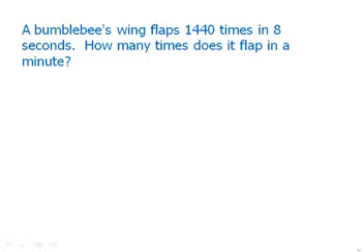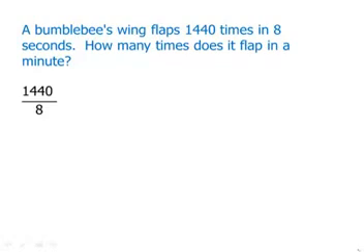A bumblebee's wing flaps 1,440 times in 8 seconds. So that's essentially a ratio. We could say it's 1,440 flaps per 8 seconds. How many times does it flap in a minute? Well, first of all, let's simplify that a little bit. 1,440 flaps in 8 seconds.